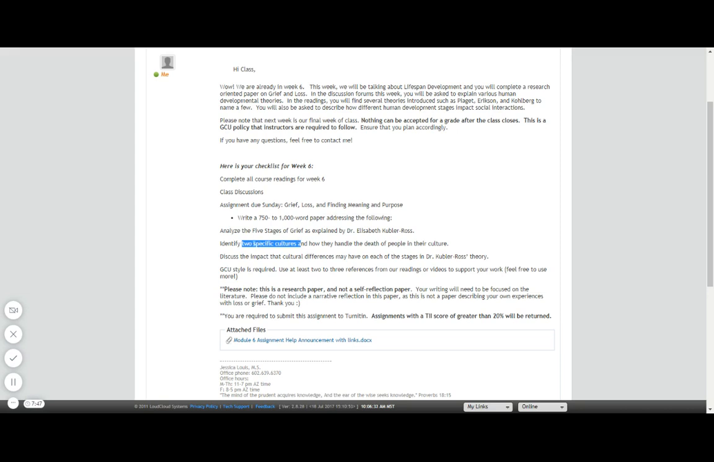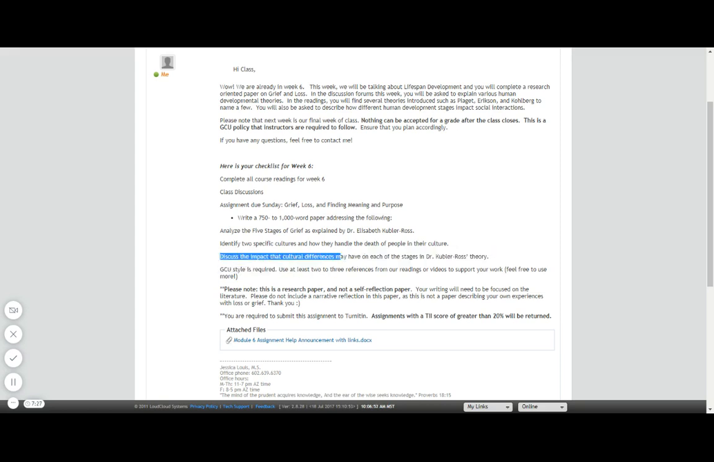So be very specific. If you want to go the American Indian route, choose the Navajo. If you do want to go the African American route, choose Nigeria or choose Nairobi or choose a specific tribe, okay? I'm not saying you have to choose those cultures. That is just one suggestion or one example.